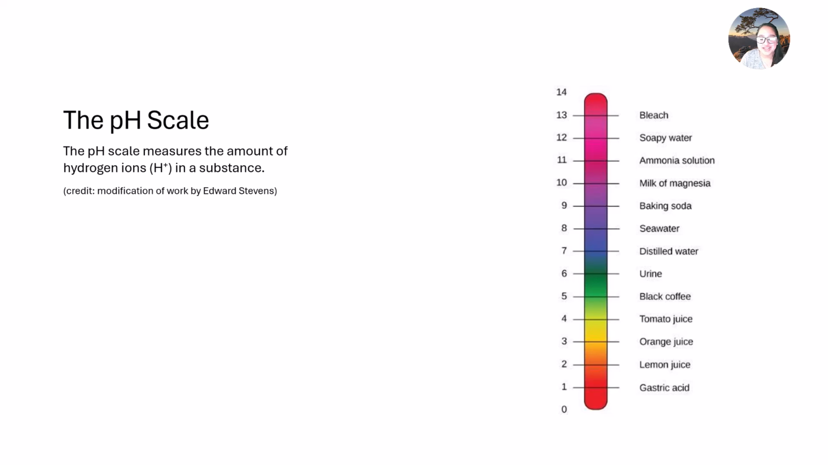Stuff that is more acidic will be lower on the pH scale, and stuff that is more basic or alkaline will be higher on the pH scale. Seawater is actually a little bit more alkaline or basic. Baking soda, milk of magnesia, ammonia, soapy water, and bleach are higher and higher on the pH scale, more basic or alkaline.